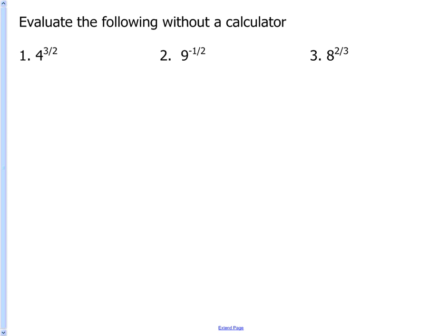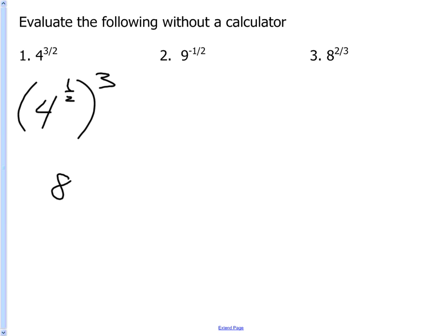All right, moving on. 4 to the 3/2 could be written as 4 to the what? To the what? And that can be done easily in your head. 4 to the 1/2 is 2. 2 to the 3rd is 8.